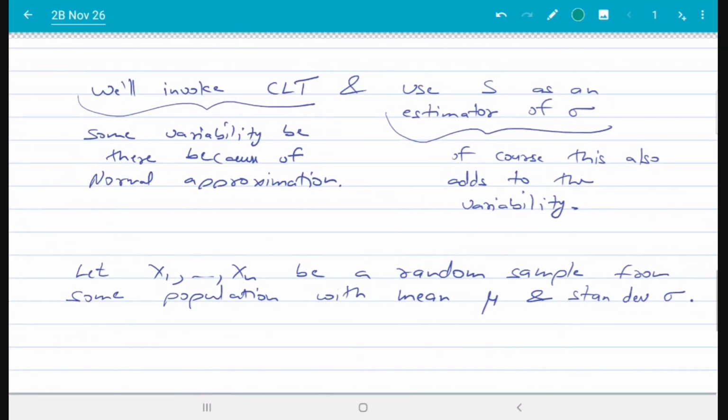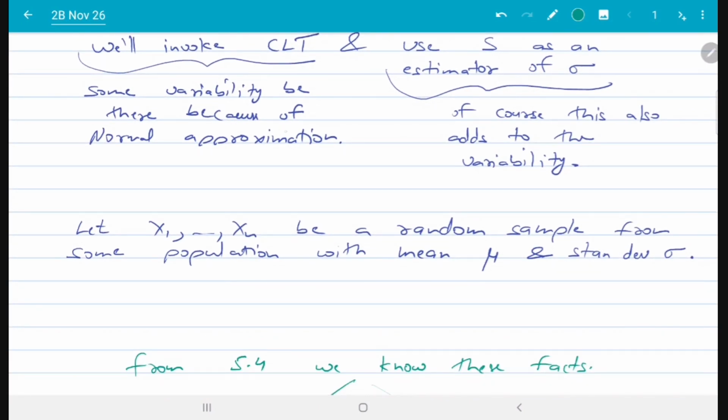That's why I've written here some variability because of normal approximation of X bar itself, and some variability on account of X bar being transformed into standard normal. Okay, now I'm not writing at length. Got it?